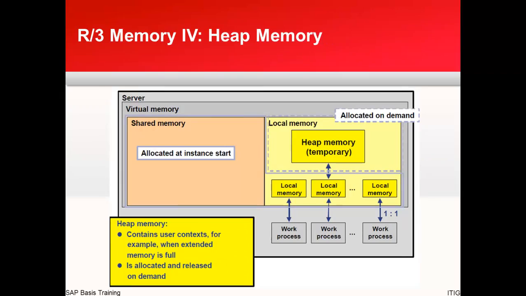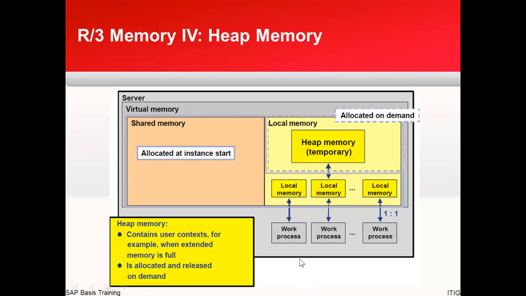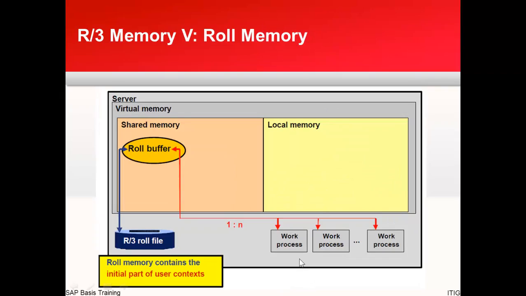Okay, then heap memory. You can see that this is the heap memory, which is the temporary memory. It contains the user context, for example, when extended memory is full, and is allocated and released on demand. So we just saw the different types of memories in the system. Okay, now it's the role memory. Role memory contains the initial part of the user's context.